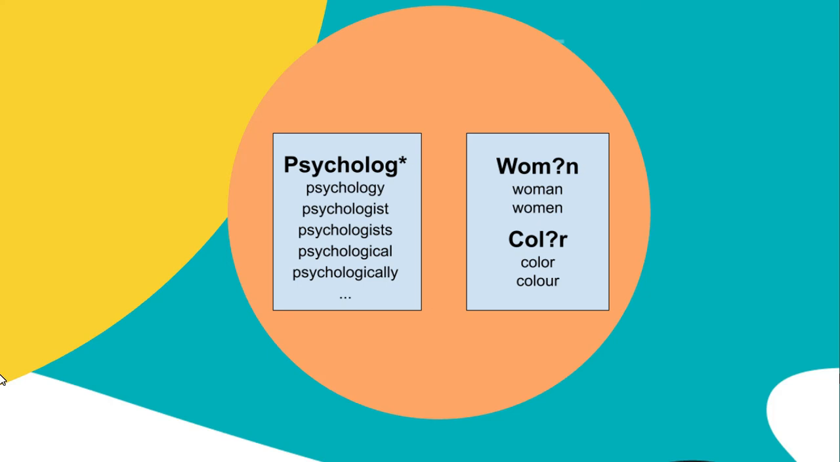Wildcards are another similar technique to search for variations of a word, but those use special characters like a question mark to replace letters within the word instead of at the end. For instance, I might want to search for color and colour with the U added to cover American and British spellings, or I might want to look for both woman and women or other irregular plurals.